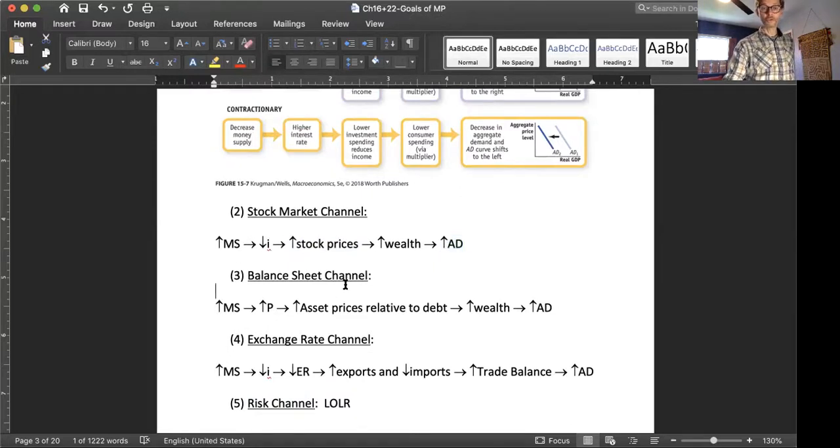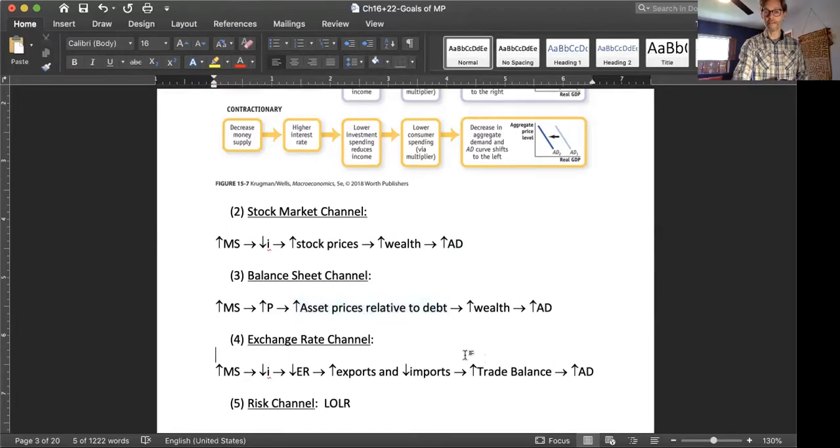Monetary policy might also work indirectly through people's balance sheets by putting upward pressure on other asset prices, right? So not just driving up stock prices, but other asset prices like housing prices, right? When the Fed increases the money supply and cuts interest rates, housing prices go up, and that's a big function of people's wealth. So once again, when wealth goes up, aggregate demand goes up.